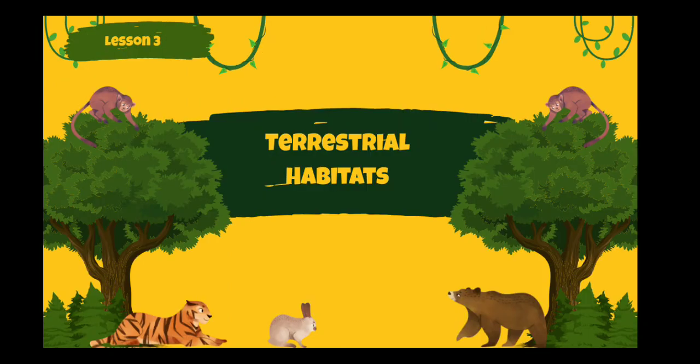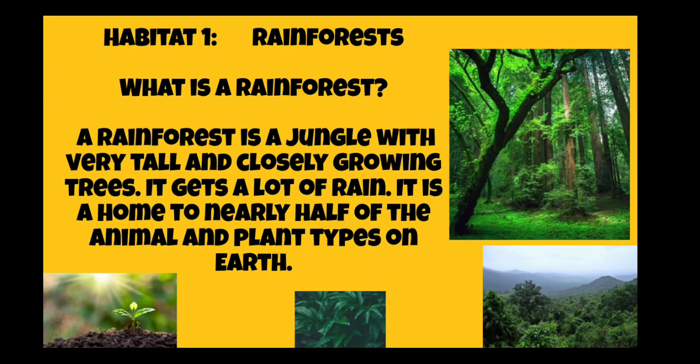So let's first study terrestrial habitats. What is the meaning of the word terrestrial? Terrestrial means of the land. So terrestrial habitats will be habitats that exist on the land. The first type of terrestrial habitat is rainforests.